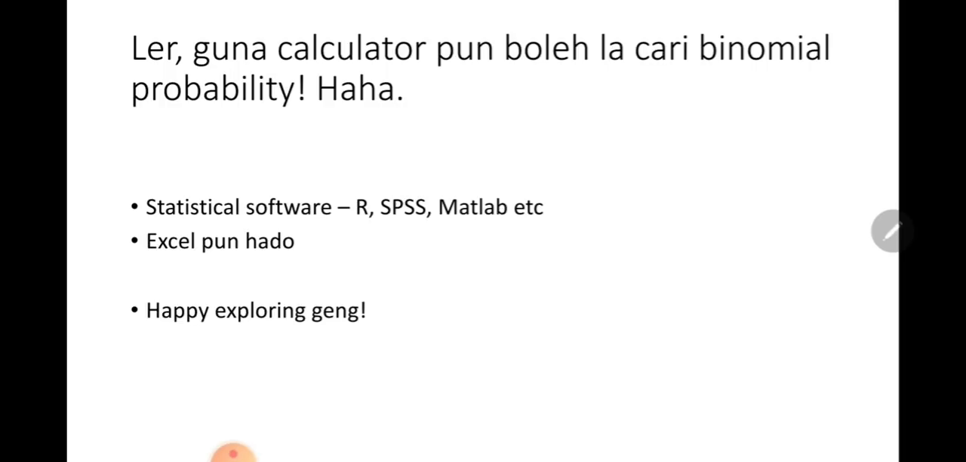Now you might want to ask me, how do I get the binomial probability using the calculator? Go look for your calculator manual, have a look at it and explore on your own, or watch YouTube. Actually, we rarely use the statistical table nowadays, because we have statistical software such as R, SPSS, MATLAB, and Excel can also find the binomial probability.